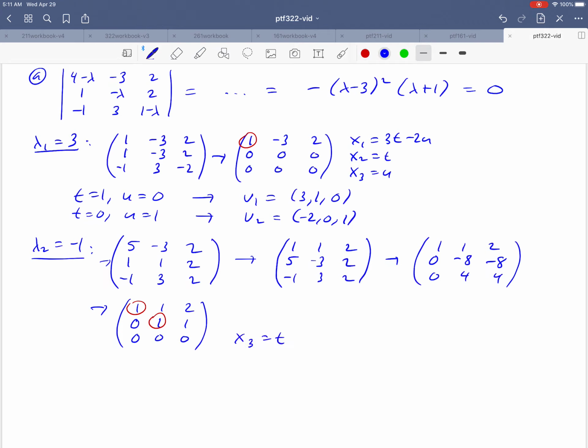Let's make that free variable t. Okay, and if we solve for the other ones, let's see. x2 is going to be -t, and x1, okay, if we do the algebra here, is going to be -t minus -2t, which is -3t overall. Okay, oh, wait a minute. I think I didn't do that right. Hang on a second here.